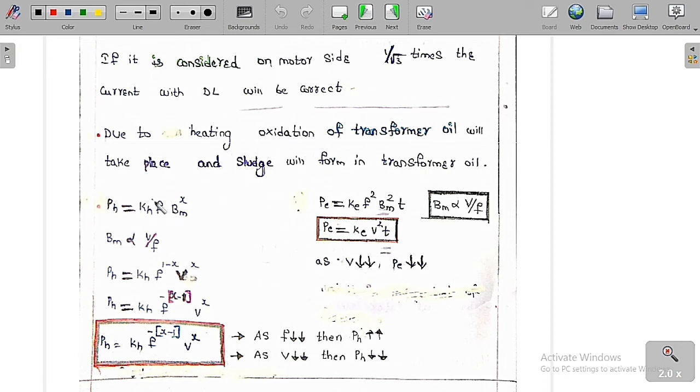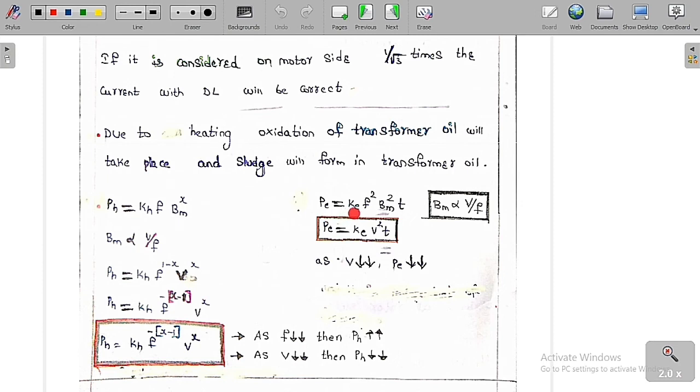I have already told you, hysteresis loss Ph is equal to Kh into Bm to the power of x into f into volume of core, and Bmax is directly proportional to voltage by frequency. If you substitute here, we finally get Ph is equal to Kh into f to the power of 1 minus x into V to the power of x. If you take the minus common here, we get Ph is equal to Kh into f to the power of minus of x minus 1 into V to the power of x.